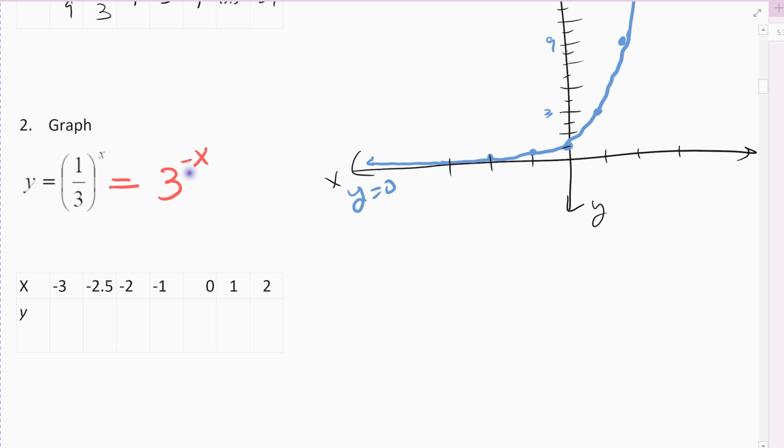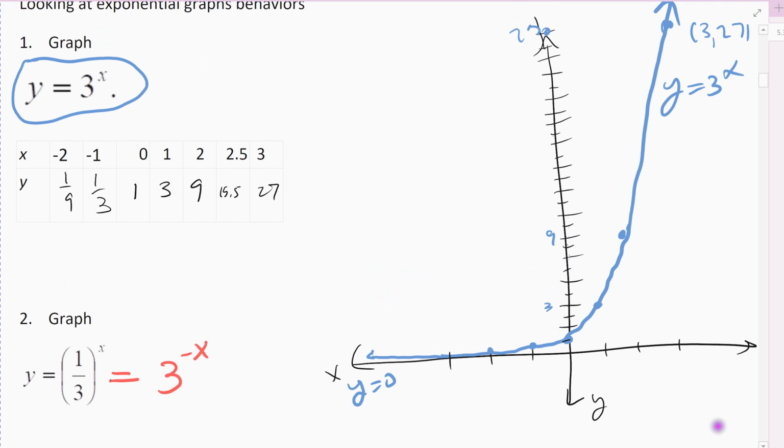I plug negative 3 in. Well, the negatives are going to cancel out, leaving me with a positive 27. You can plug this in your calculator, about 15.5. So it's going to come out 9, 3, 1. This is going to come out 1/3, and this is going to come out 1/9. And so it's the exact opposite.